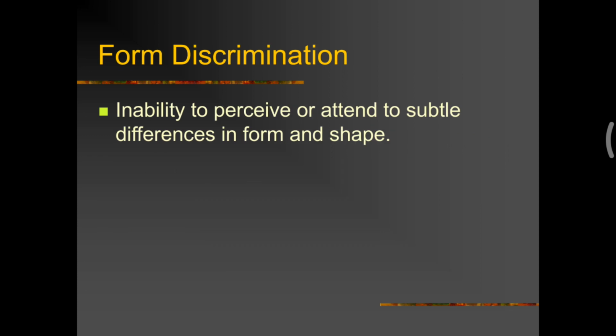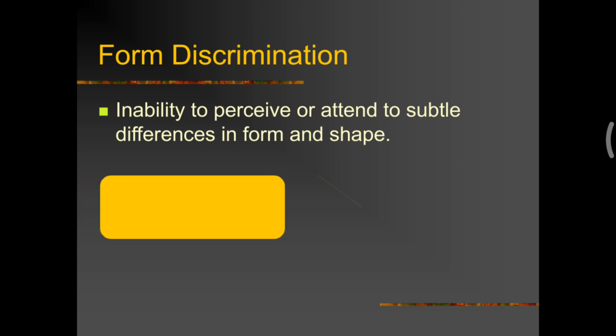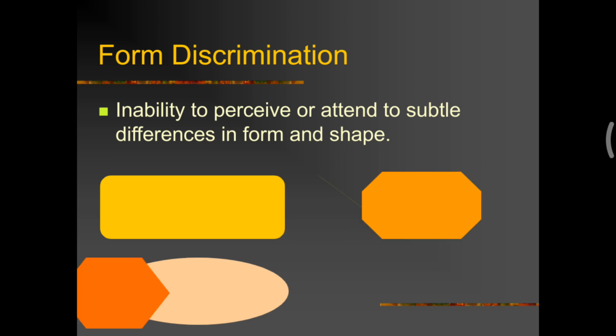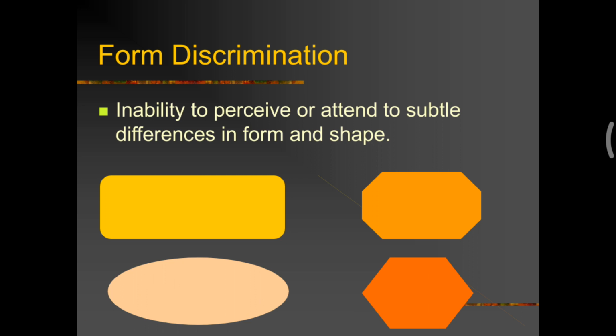Next is a form discrimination. A form discrimination refers to an inability to perceive or attend to subtle differences in form and shape. For example, what is the difference between this and this? Or what is the difference between this and this? The first form you see here in yellowish color is a rounded rectangle, and the one below it is an oval. A person might be perceiving both of them as same.